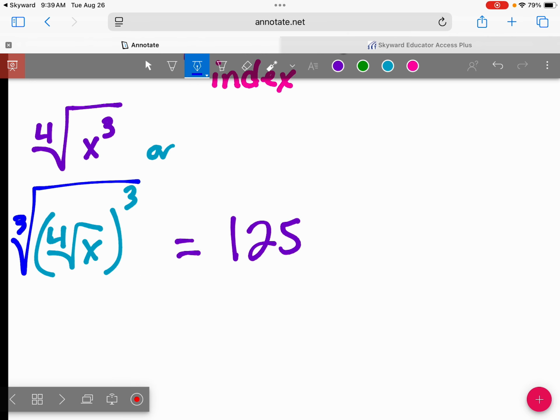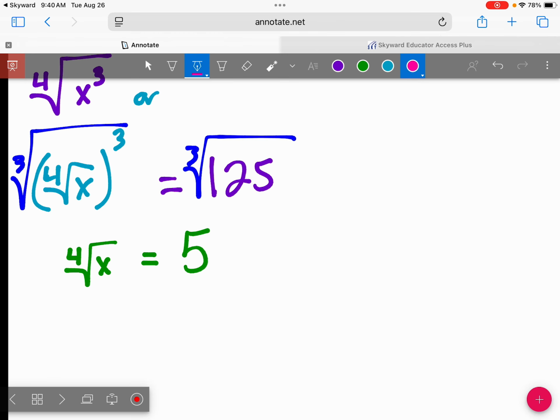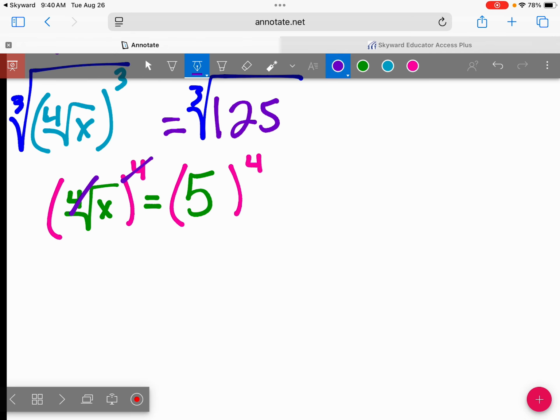Because if I want to cube root both sides, we're going to have our fourth root of x, or x to the 1/4 if you want to keep it as a fraction, that's totally fine, equals cube root of 125 is 5. How do I un-fourth root something? Raise it to the 4th power. Because that's going to make the 4th root and the 4 cancel out. So we're going to be left with just our x over here. What is 5 to the 4th? 625.